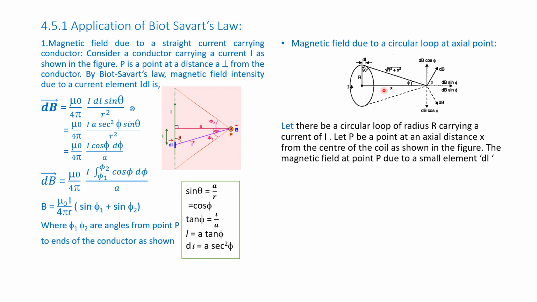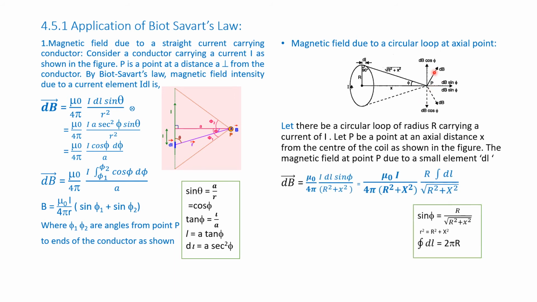We have to find magnetic field at a point P, which is located at a distance x from the center. This is the center of the circular loop, and its distance is x. Let there be a circular loop of radius r, this is a capital R, carrying a current I. Let P be a point at axial distance x from the center of the coil as shown in the figure. The magnetic field at P due to small element dl.